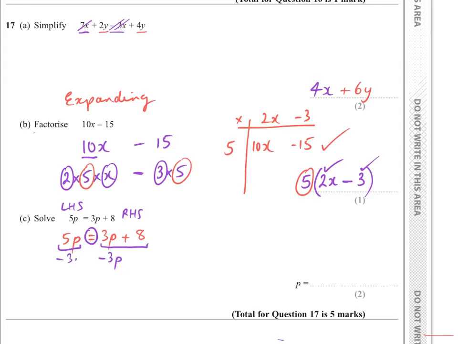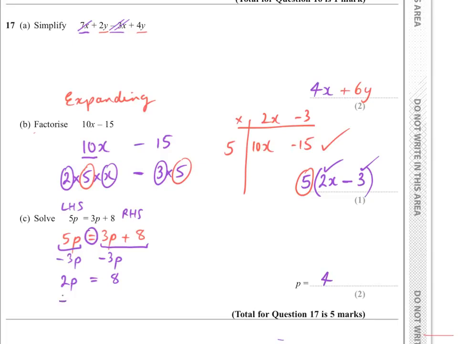And then I must take 3p from this side as well, because I must do the same to keep the balance. So I'd end up with 2p equals 8. So what that means is, 2 times something is 8. And you could probably think of that in your head and work out the answer and just simply write down p is 4 and you'd be correct.